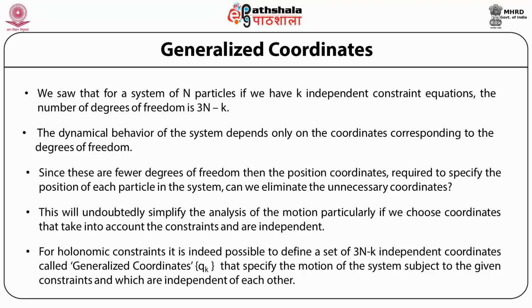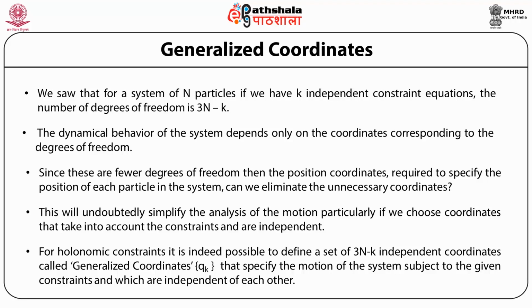represented as the set of coordinates qk. k is the subscript which varies from 1 to 3n minus k, that specify the motion of the system subject to the given constraints and which are independent of each other. That is q1, q2, qn, etc. If n is the number of degrees of freedom, then we have generalized coordinates q1, q2, qn, and by qk we represent the set of the generalized coordinates q1, q2, qn.